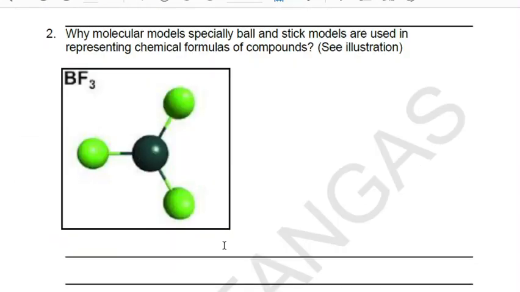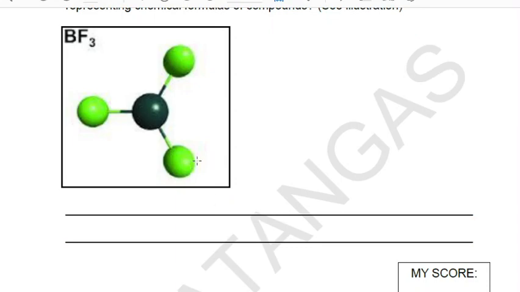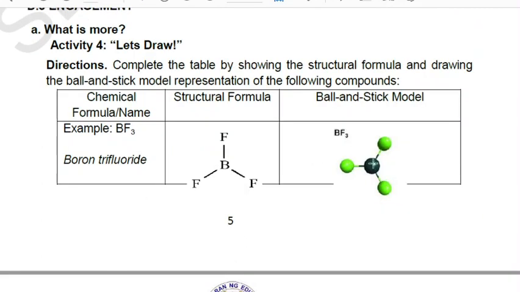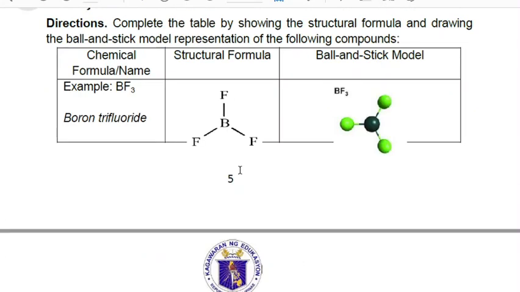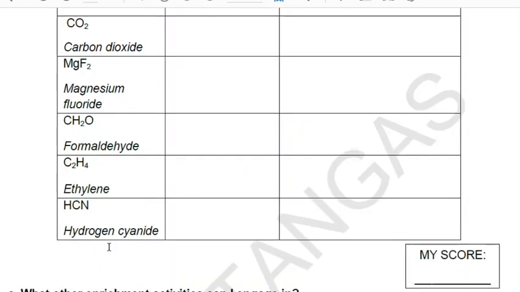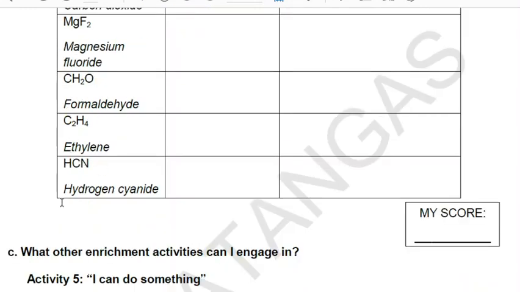This is boron trifluoride. Boron is the central atom, and there are 3 fluorine atoms as terminal atoms. Now, going to the engagement, there are different compounds here, and you will have to draw a ball and stick model of the structural formula for each of the chemical names. You can try to find the answers on the internet and research how the bonds are formed between the different compounds here.